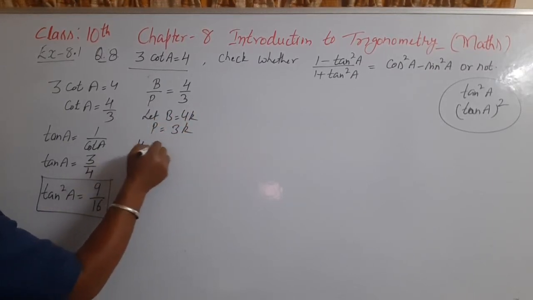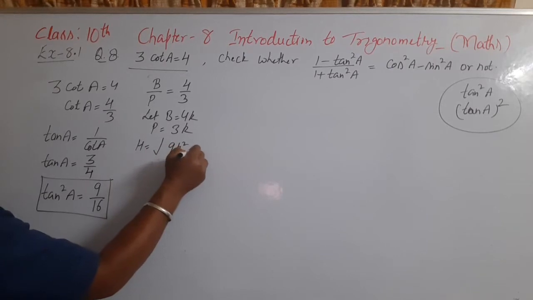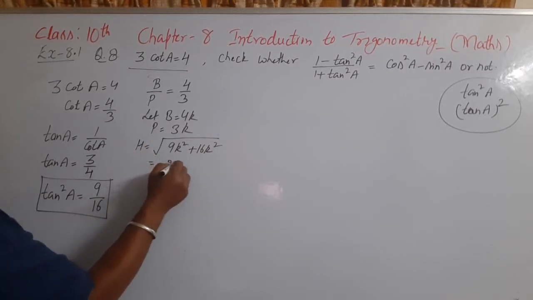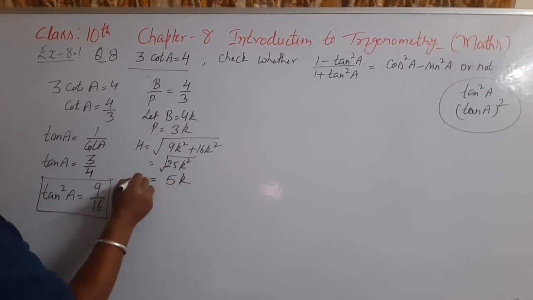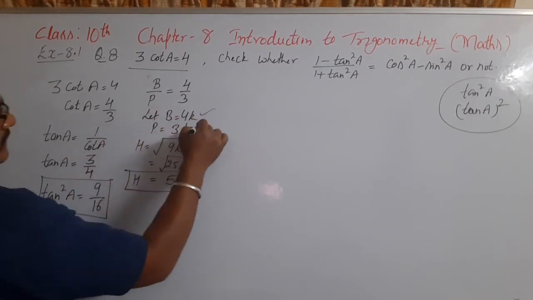So hypotenuse is equal to the square root of p square plus b square, 9k square plus 16k square, is equal to 25k square, which is equal to 5k. Hypotenuse, base, perpendicular.